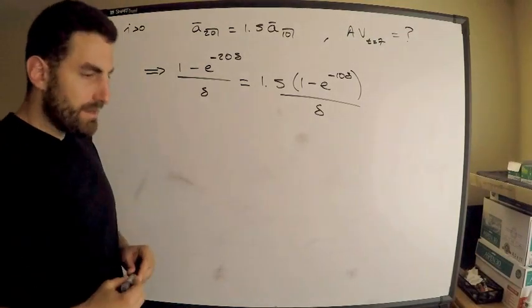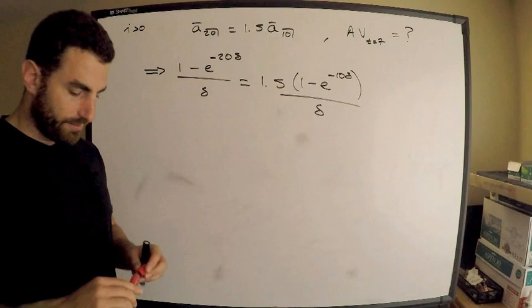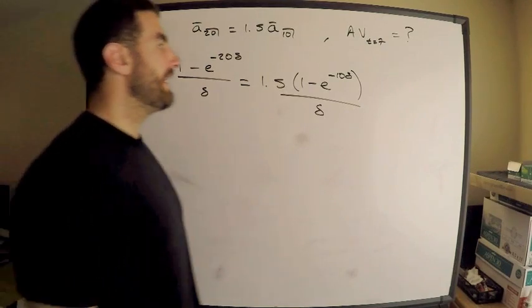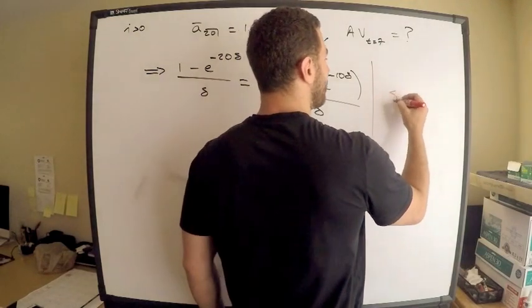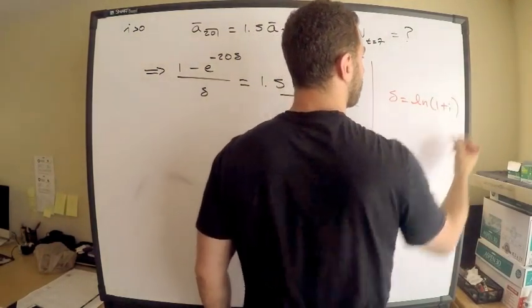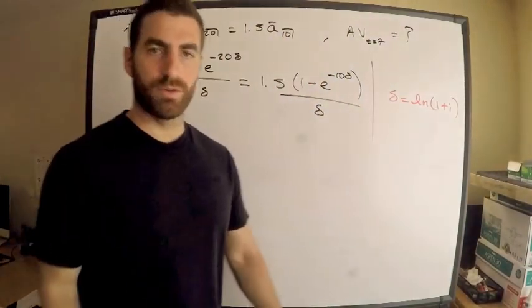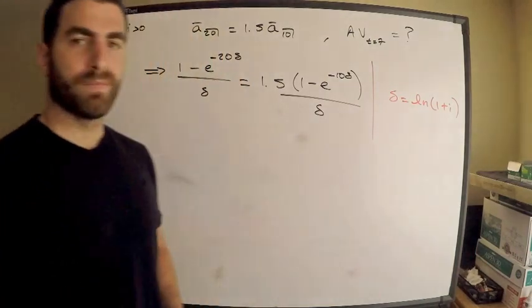What I mean here is, remember the relationship between your force of interest delta and i. Let me write over here real quick. We know that delta is equal to ln of 1 plus i. I'll keep that up because I'm going to resort to that later on. Wonderful.